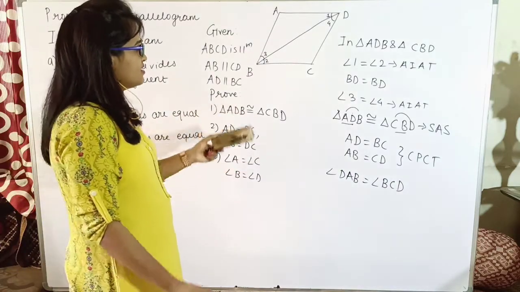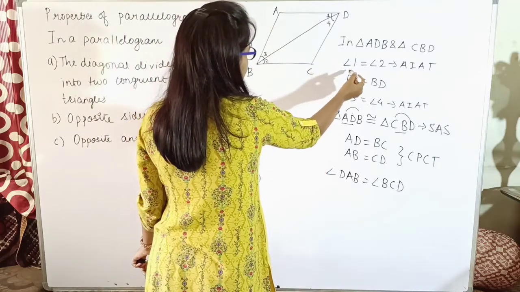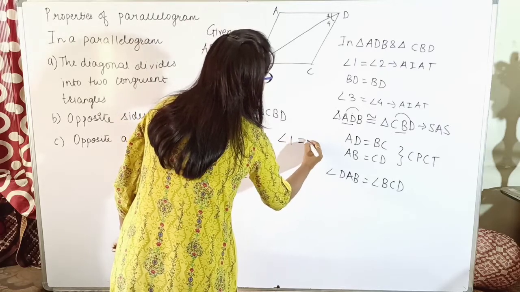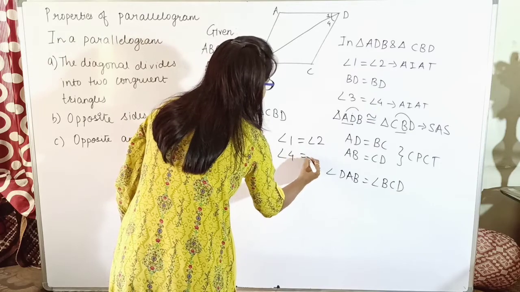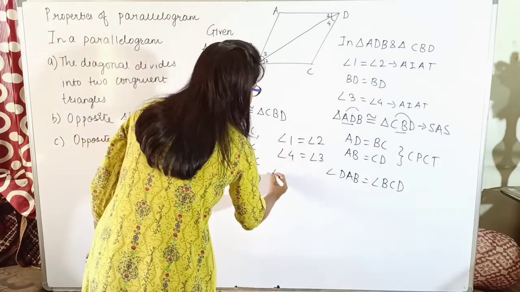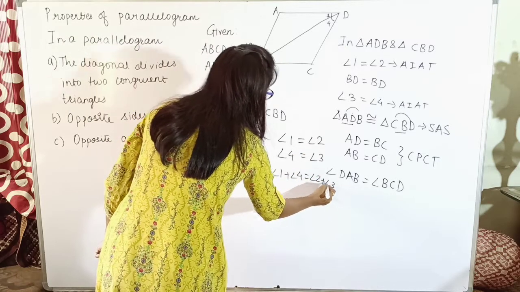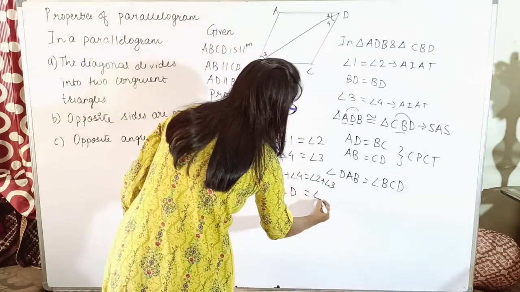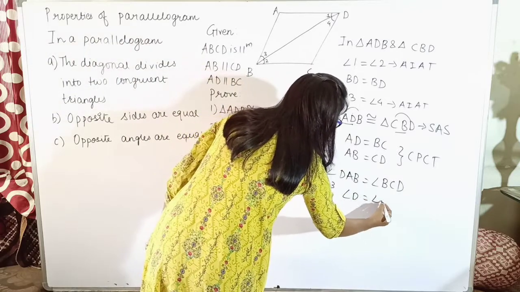Whereas similarly, these two angles are also equal. How? Because as I have written, angle 1 equal to angle 2. So let me write down like this, angle 1 equal to angle 2, and instead of writing 3 equal to 4, let us write angle 4 equal to angle 3. Okay, so if you add the LHS and RHS, you will get angle 1 plus angle 4 equal to angle 2 plus angle 3. Angle 1 plus angle 4 is nothing but angle D, whereas angle 2 plus angle 3 is nothing but angle B.